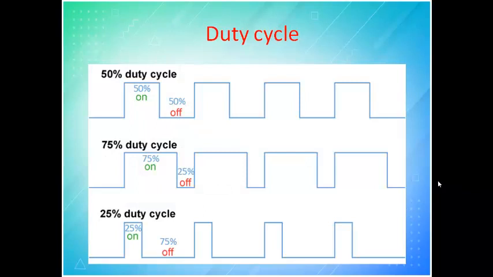Okay, so now let us see various duty cycles. The first duty cycle is 50% on and 50% off, then 75% on and 25% off, and this one is 25% on and 75% off. The thing you have to remember is the period is the same. So I am not changing the period, I am changing only the turn on time.